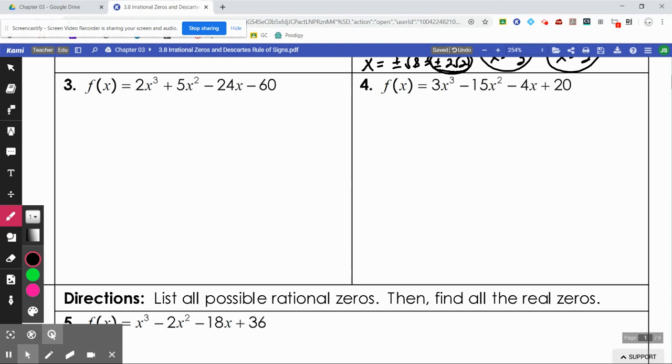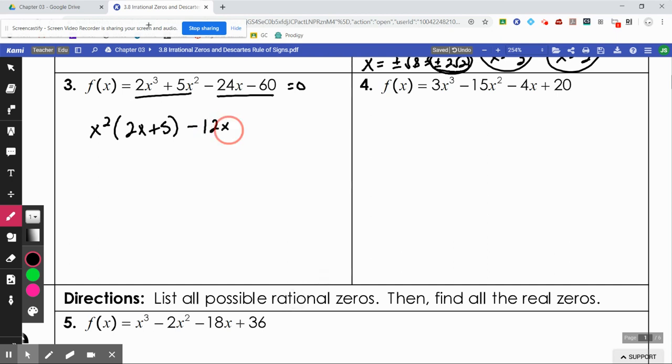Another method we can use to find these irrationals is factoring by grouping. Might still have to use it. Pull an x squared out of the first group. We're setting this equal to 0 to find our zeros. You're left with 2x plus 5. Pull a -12 out of our second group, and you're left with 2x plus 5.